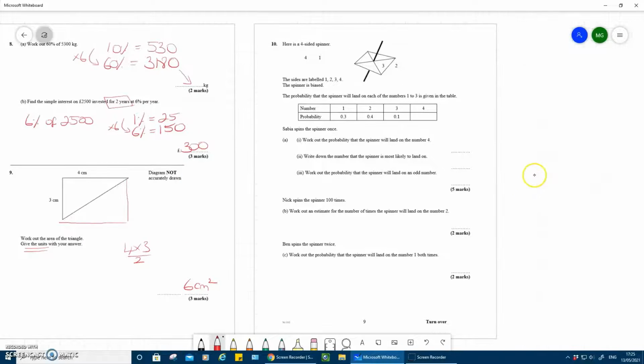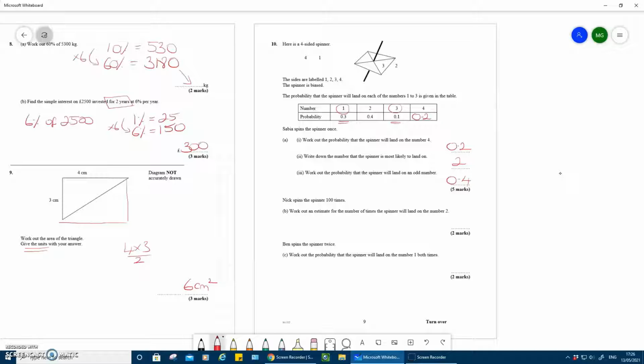Question 10. The probabilities always add up to 1, so we've got 0.3, 0.7, 0.8, must be 0.2 to make up 1. Probability it lands on a 4, therefore, is 0.2. Which number is most likely? It's a 2, we've got probability 0.4. And probability of an odd number, that's odd, and that's odd, so we want those 2 numbers, so 0.4.